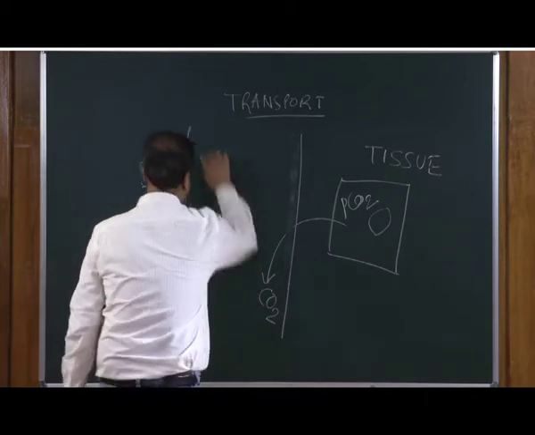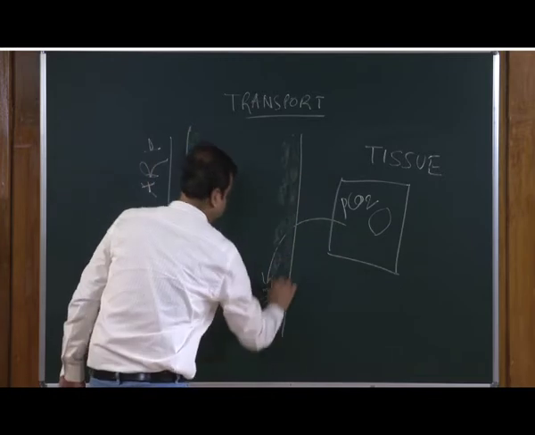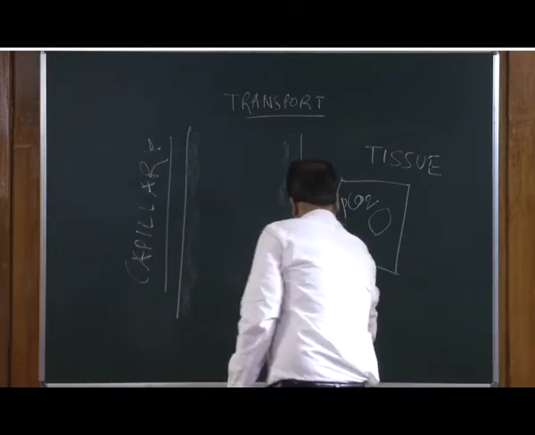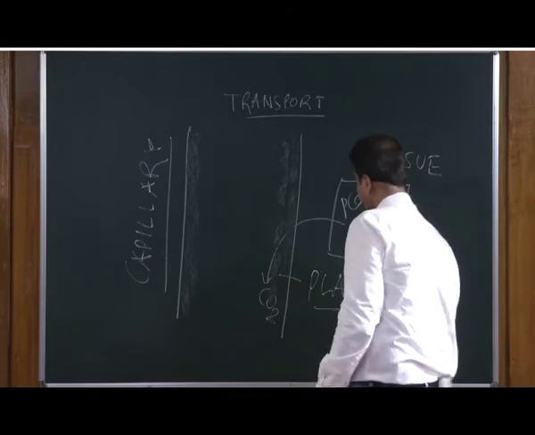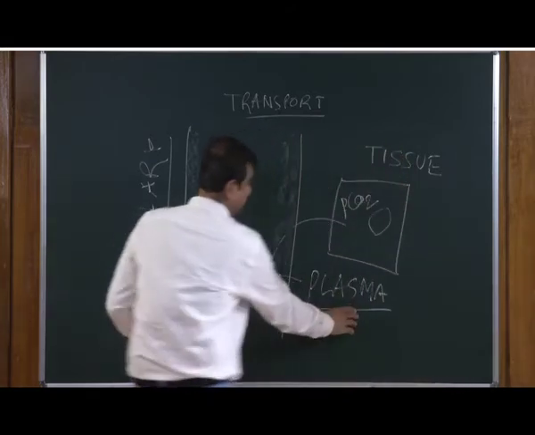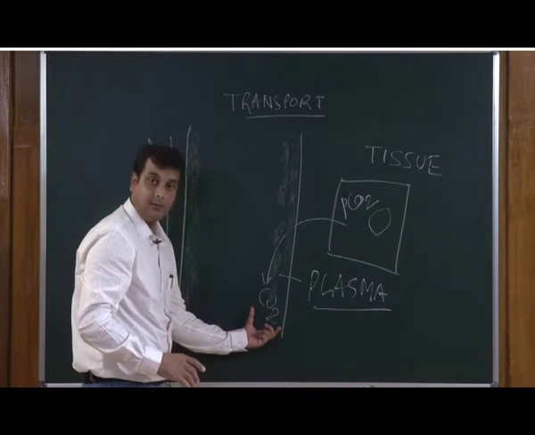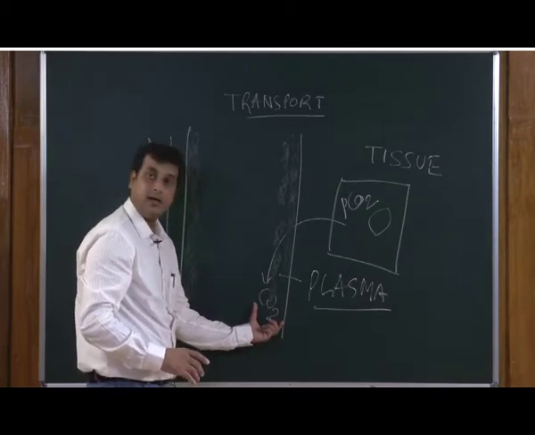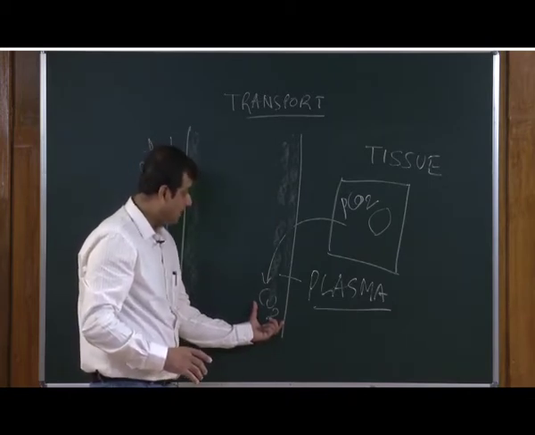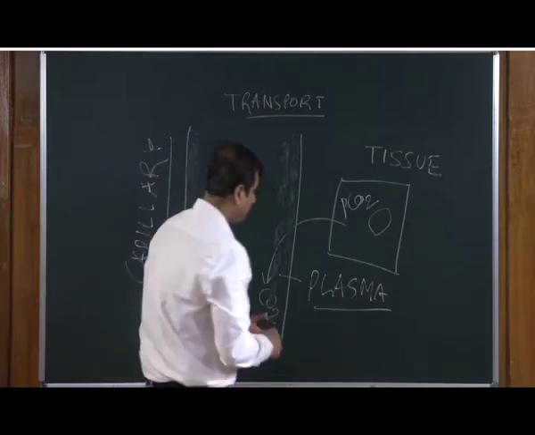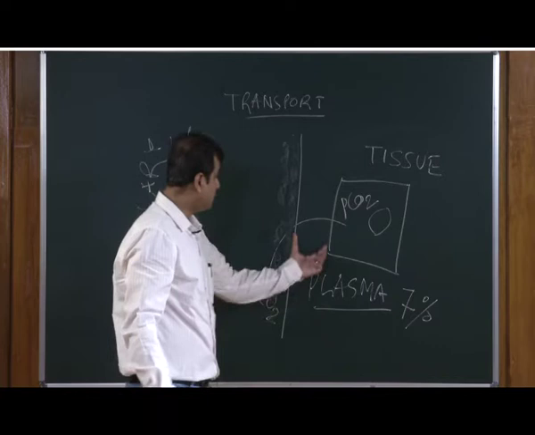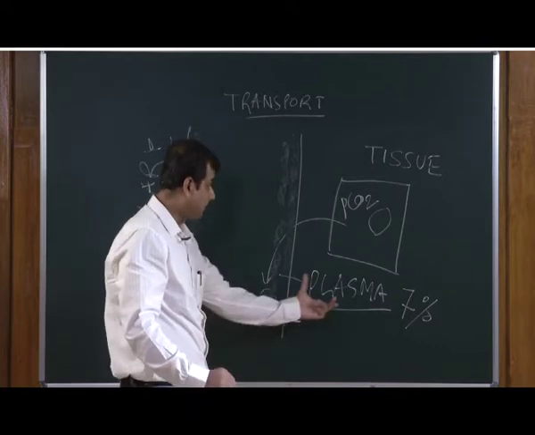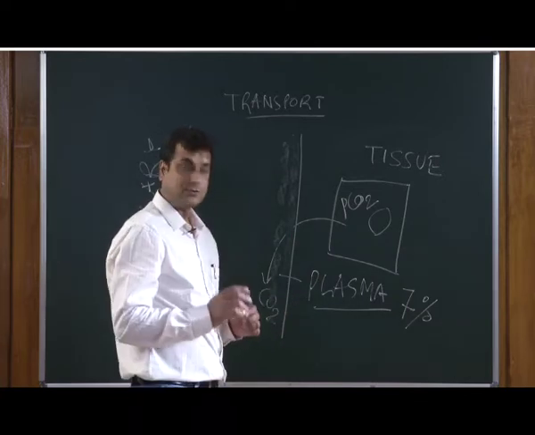So, we have this fluid in the form of plasma. The plasma is the one which is carrying the CO2, and this is approximately about 7% of the total volume of CO2 transportation. So, plasma comprises only 7% of the total volume.